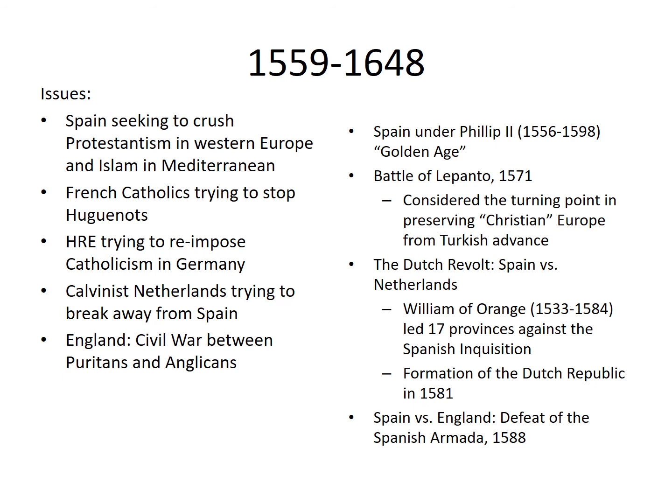The Dutch Revolt was Spain, of course, versus the Netherlands. This is where William of Orange, the Elder, was able to lead 17 provinces against the Spanish Inquisition, and he was successful. This will lead to the formation of the Dutch Republic in 1581. There will still be a portion of the Netherlands that will remain in Spanish control, but the Dutch Republic will be free from Spanish control.